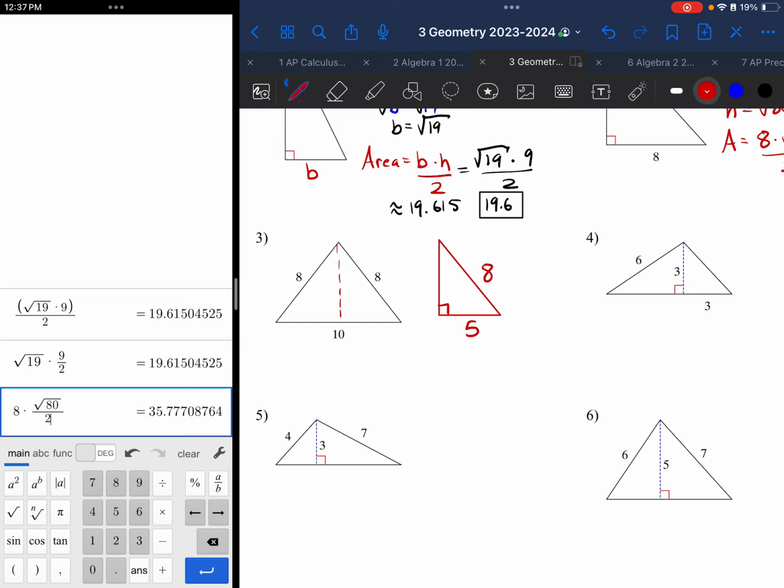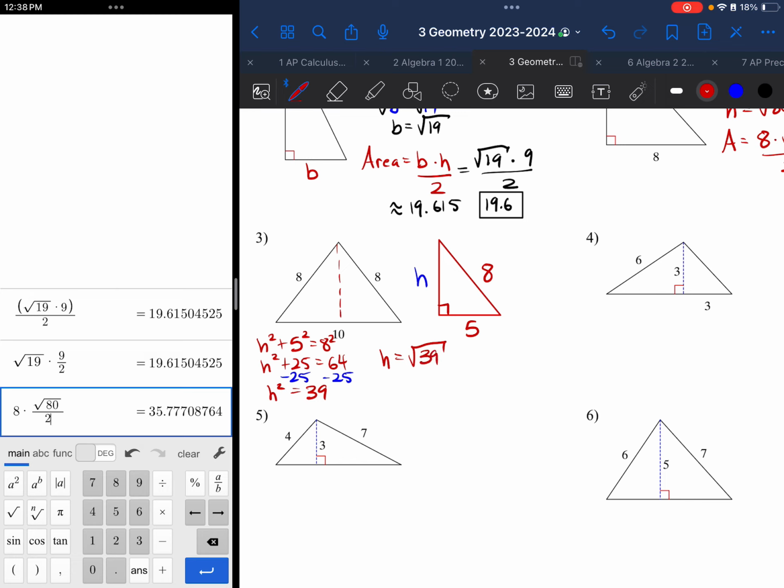So from here, I'm using Pythagorean theorem in order to figure out what my height is. So I'm going to say h squared plus 5 squared is equal to 8 squared, and that's going to be h squared plus 25 is equal to 64. If I subtract 25 on each side, I get h squared is equal to 39, I believe. I think that's right. Yeah, 39, and then I'm going to square root, and I get h is equal to the square root of 39.